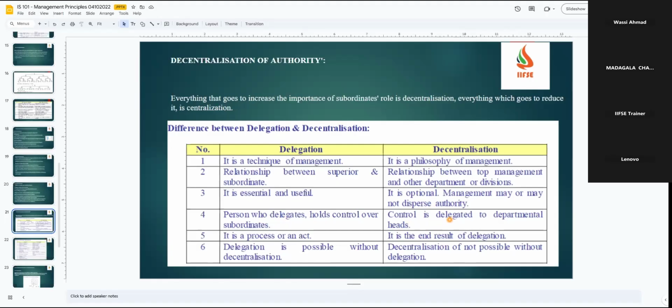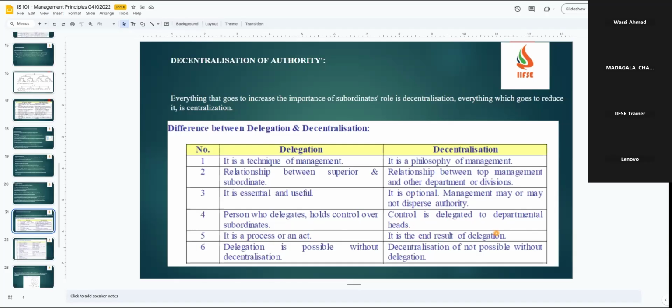Sometimes the management says that, okay, you people just think and take the decision on how much we are able to improve. And it is a process or act. It is an end result of delegation. So when you talk about a process or an act, decentralization is the result of delegation. When you say result of delegation, in the fourth point, the management told all the production heads, saying that, okay, you people can take the delegation, where they have done the delegation. So then it has become a decentralization of process.